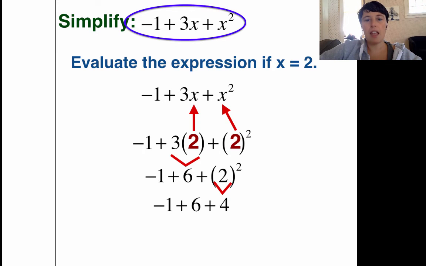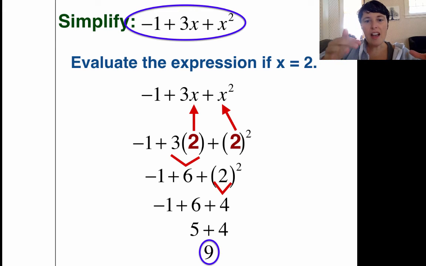Now we add it up. Negative 1 plus 6. Same signs, add and keep. Different signs, subtract. Okay, these are different signs. We got to subtract. 6 take away 1 is 5. And 5 plus 4 is 9. So our answer is 9.